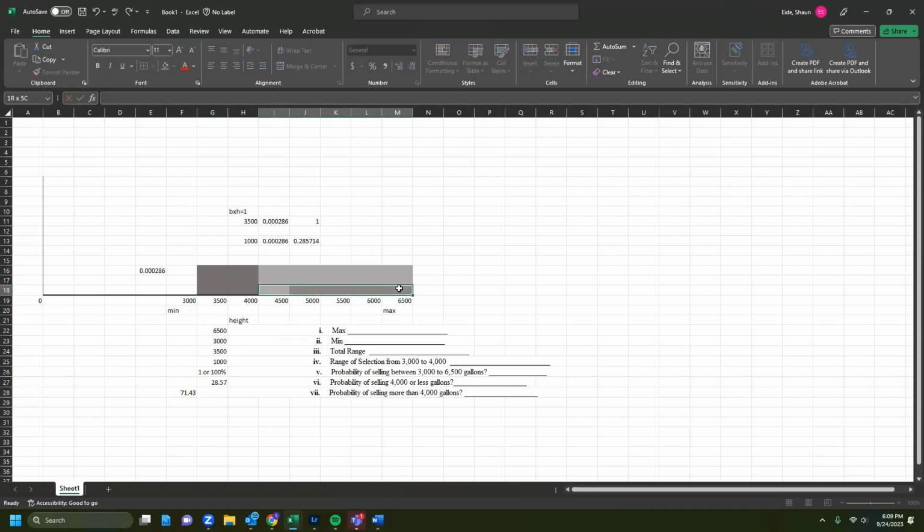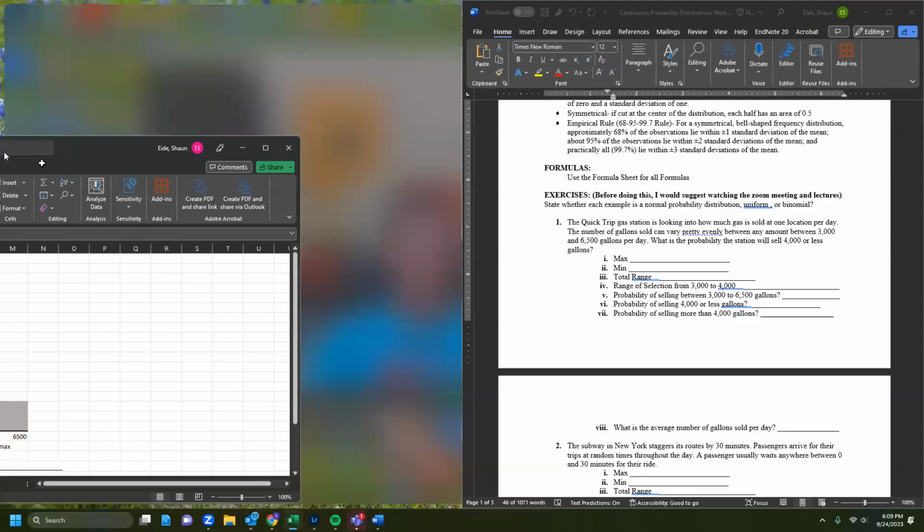So what is this range? 6,500 minus 4,000. That's going to be 2,500. And so we're going to do 2,500, and the height is still the same. And so we're going to do equals the 2,500 multiplied by the probability of any one given outcome, and that gives us 71.42%. Okay, or 43% actually rounded up. So it gives you the same exact thing. And so that's how you do question one with a uniform probability distribution.